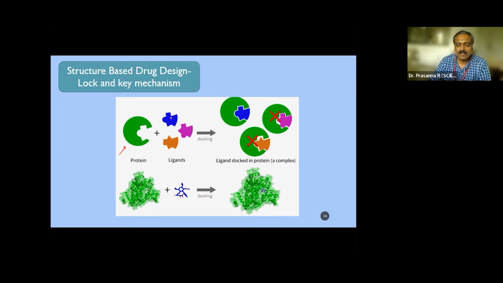So we have ligands. Ligands are basically your drug molecule or drug-like molecule. We are trying to understand, as you keep different molecules, which drug molecule is going to fit into this particular cavity. So in reality, you have a protein like this, right?